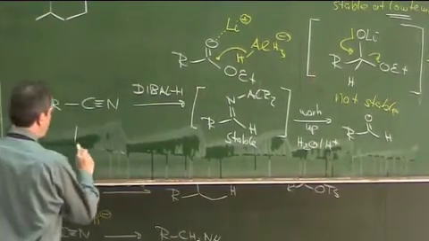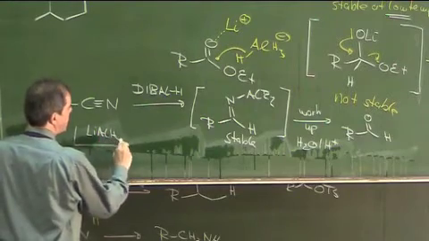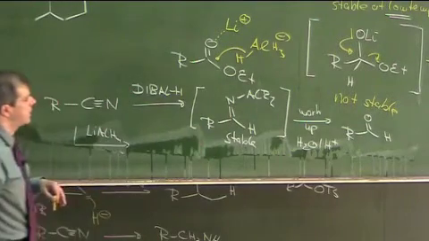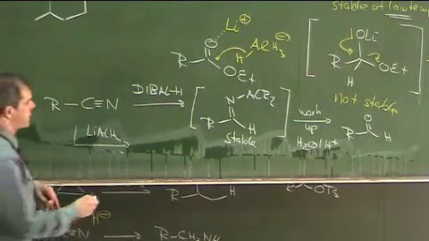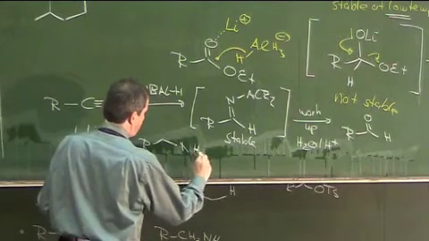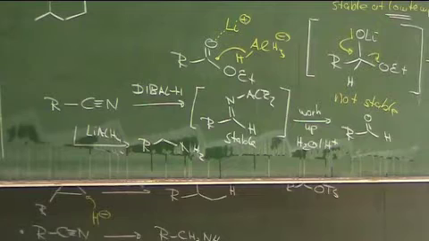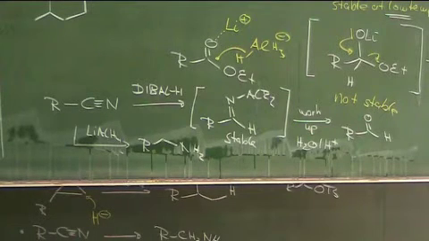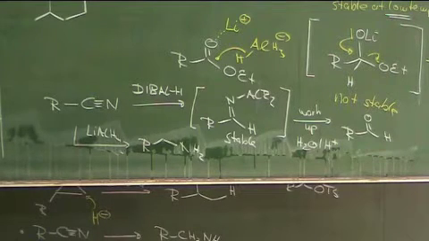And again, in difference here, if you would have used lithium aluminum hydride, this intermediate undergoes further reaction by hydride. And in this case, you would have created the amine. So again, by choosing the appropriate reducing agent, you are able to achieve selective reductions here.